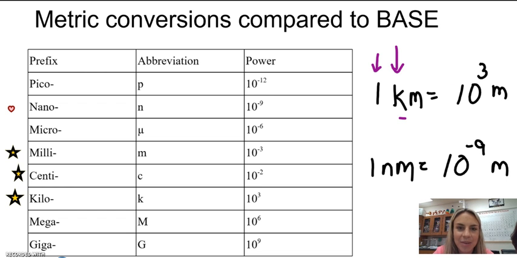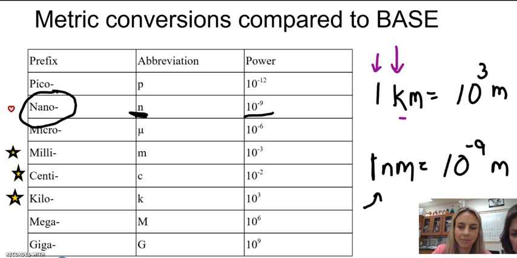Here is a very important chart of the metric conversions and what the prefixes mean. It has the prefix abbreviation and also the prefix's power using scientific notation. Hopefully you're familiar with scientific notation. If I look for nano, I see it right here, and there's the N for the nanometer, and it means 10 to the negative 9th power. So over here, I have written down that 1 nanometer then is equal to 10 to the negative 9th meters.